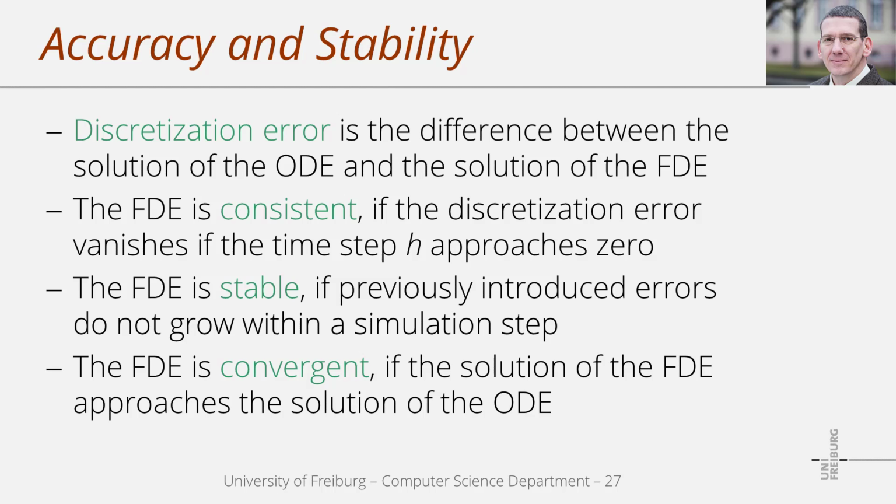Now, the third property is convergence. We say that a scheme or an FDE is convergent if the solution of the FDE approaches the solution of the ODE. This basically means that both the FDE and the ODE should provide us with solutions of the same problem.